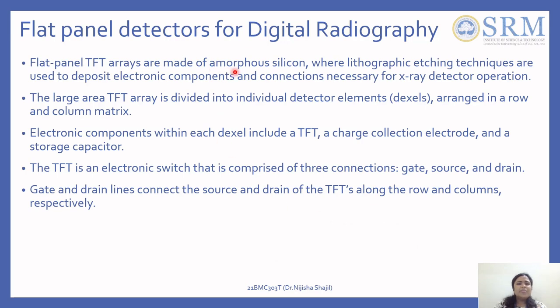It is usually made up of amorphous silicon, and they use etching to get the necessary conditions for the X-ray detector operations. So these are the TFT arrays. It is divided into small detector elements called dexels, and the dexels are arranged in rows and columns. Each dexel will have a photodiode and electronics. Everything is included inside a TFT array, a dexel unit. You have a switch, the gate, source, and drain, and they are connected together to get the output.